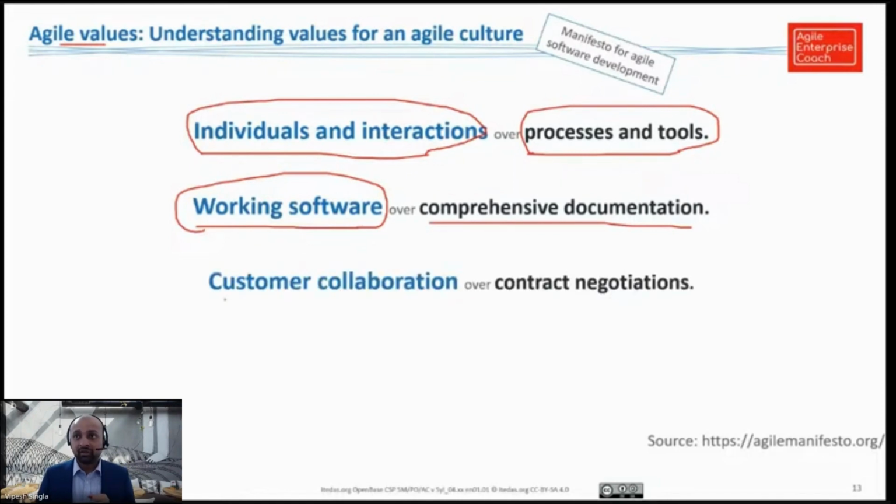Let's move on to the next one. Customer collaboration over contract negotiation. What does this particular value mean?